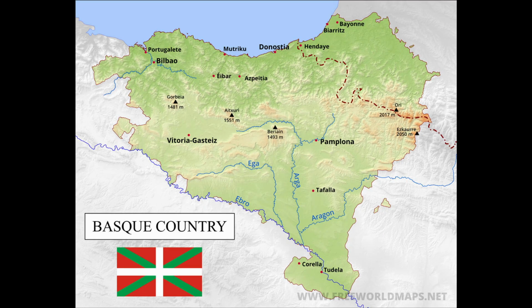So we also have other languages in Europe, of course, but those come from different families that are often confused with PIE, but they are actually not PIE. I'm talking about Basque. Basque is a very unique language. Nobody knows where it comes from.